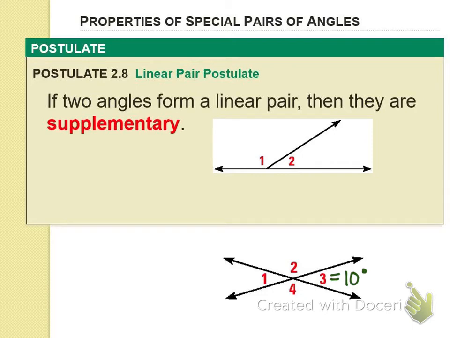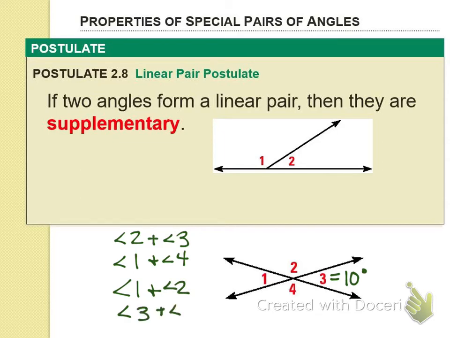So in this picture, what are some linear pairs we have? Angle 2 and angle 3 are a linear pair. Which ones? Angle 1 and angle 4. What else is a linear pair? Angle 1 and angle 2, and then angle 3 and angle 4. So they're located next to each other. 2 and 3 are a linear pair. 3 and 4 are a linear pair. 4 and 1 are a linear pair, and so on and so forth. So linear pairs are supplementary.